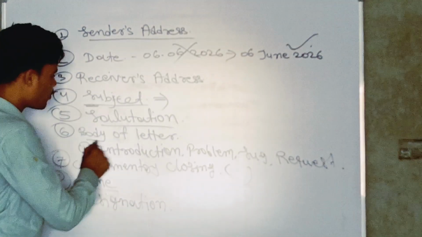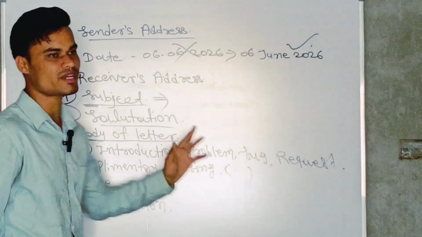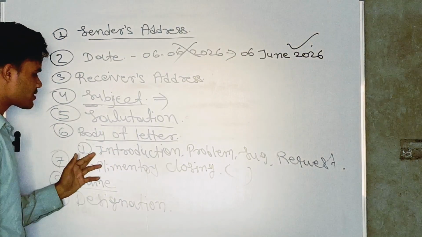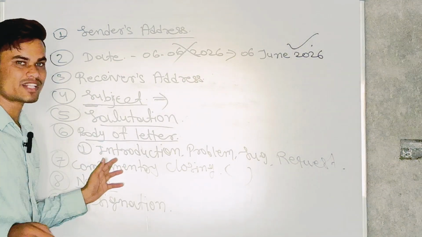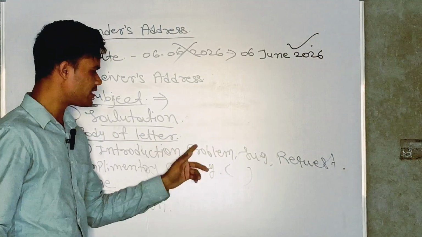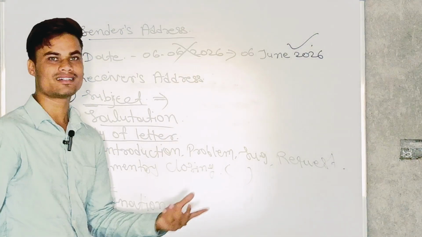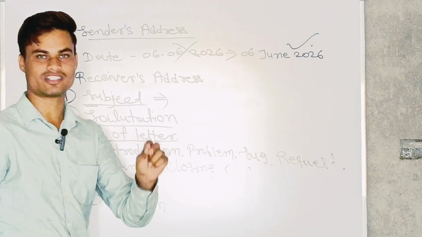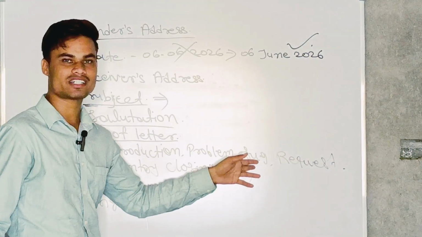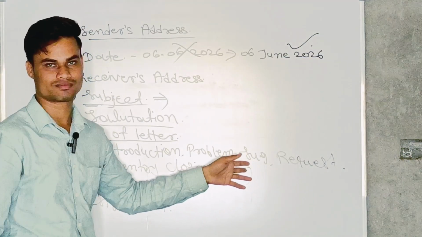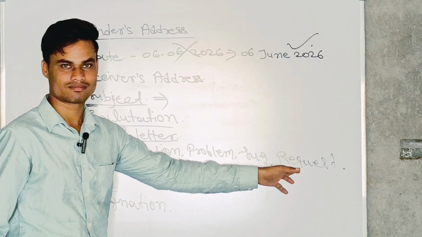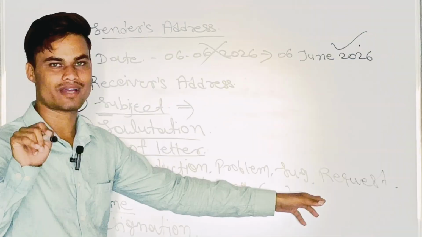Clear? Then the body of the letter. In the body of the letter, you have to mention 3 to 4 sentences. I have already told you in my last class. First, you will have to mention the introduction. What is your problem? The actual problem you have to mention in the introduction. Then your problem: what is your problem and what impact does it have? Clear? That's why you have to mention your problem and also your suggestion. What will you suggest? That you will also have to mention. Then what can you request to the editor? That you have to mention.